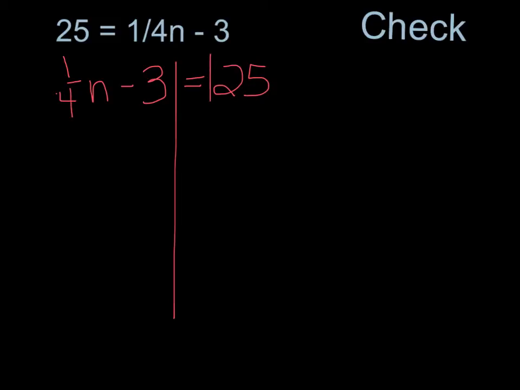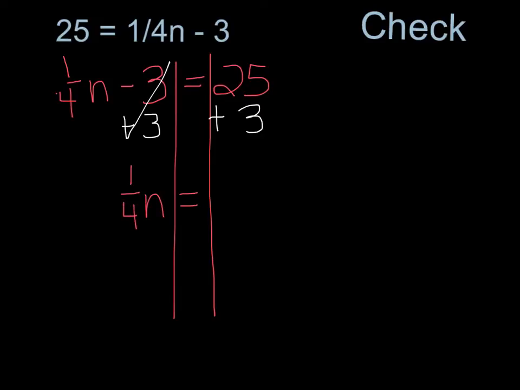So block off your equal sign. The first thing we want to undo is subtracting 3. The opposite of subtracting is adding. So we're going to add 3 to both sides. Okay, so we're left with 1/4 n equals 25 plus 3 is 28.